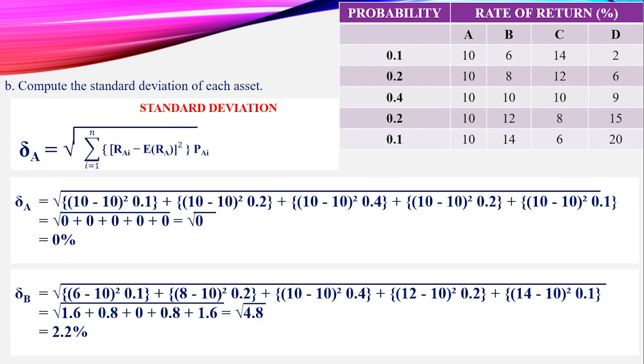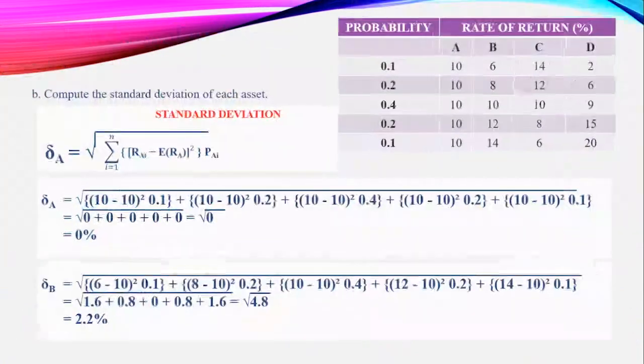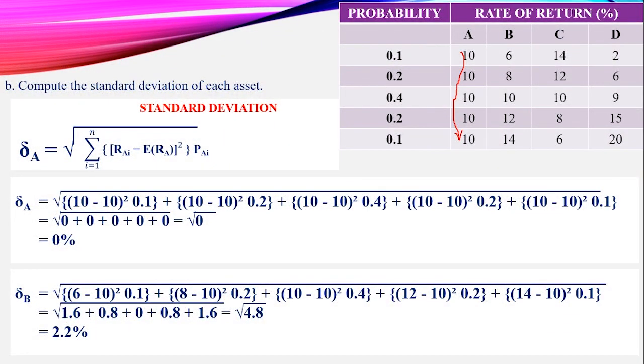Let me look at A, because here, everything, the expected return equals the rate of return for each and every state for A. We have already gotten the expected return for A here is 10%, and because the returns here are also 10%, when you subtract all of them, it will give you 0. So at the end of the day, you're going to have a 0. So let me look at B.